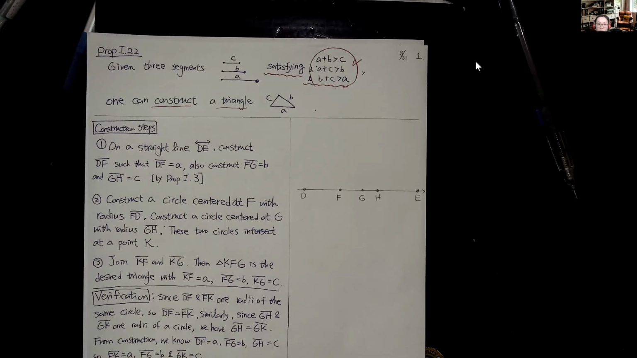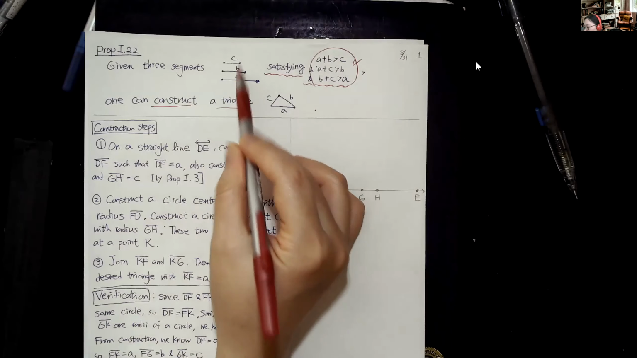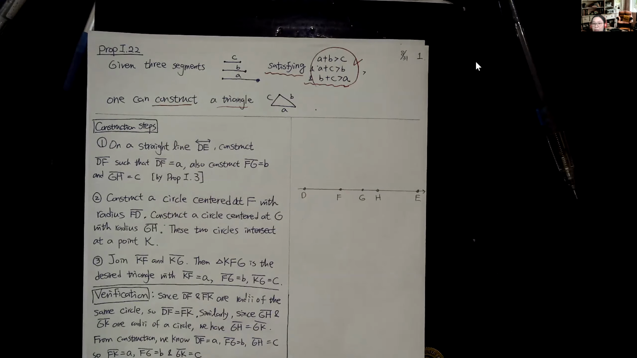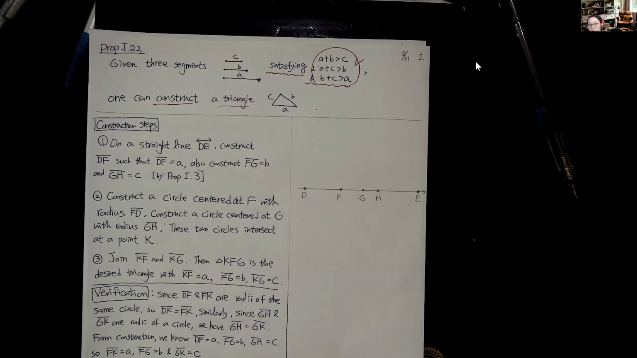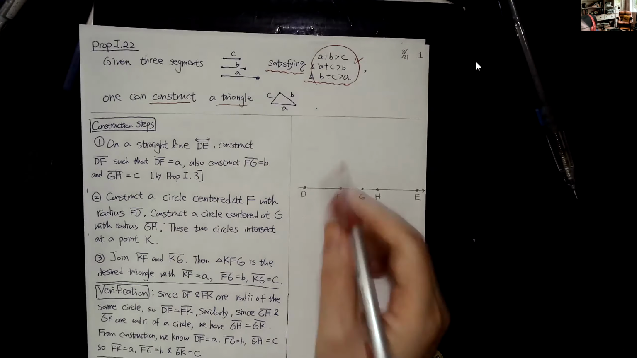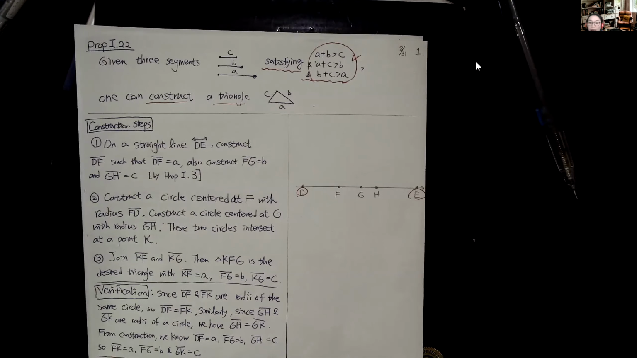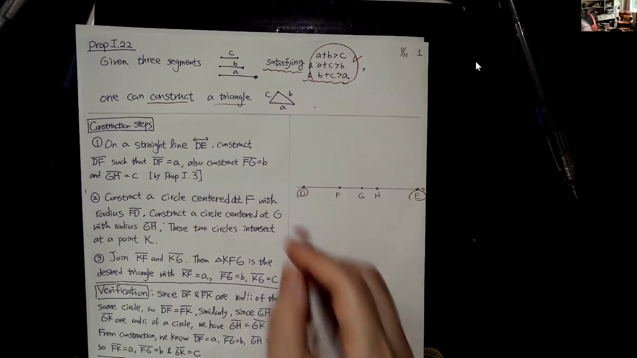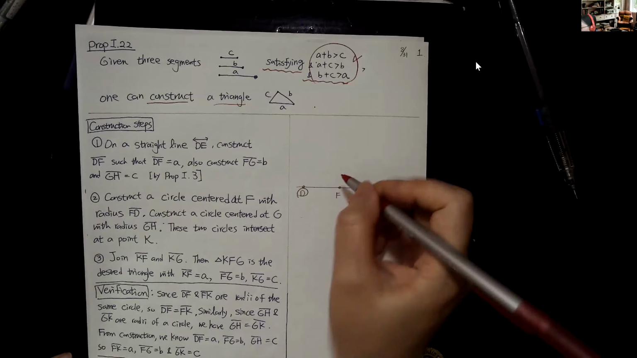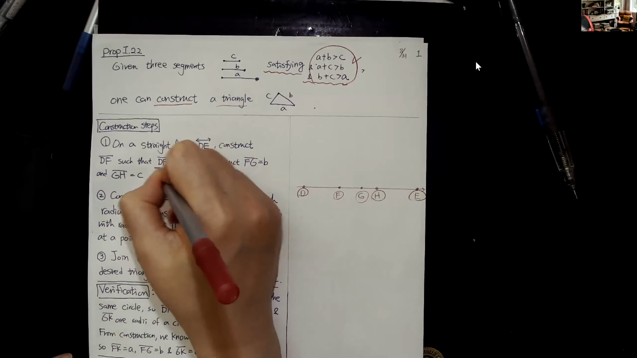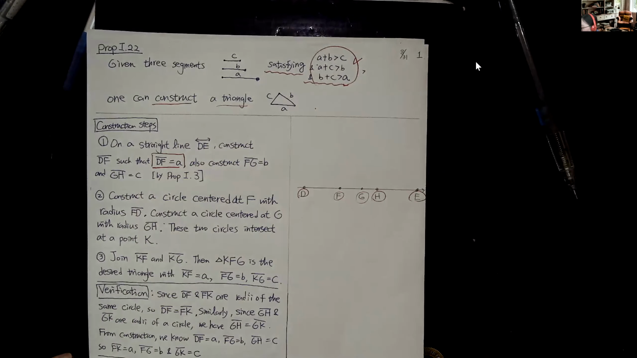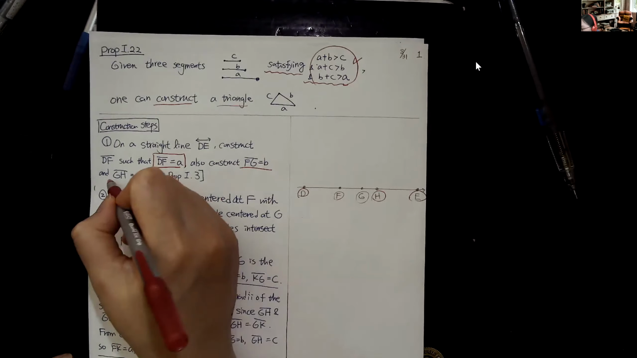Okay, so first of all, how am I going to construct this? Let's say I was given three segments A, B, and C. You can call any of them A, B, and C; it doesn't matter which one is A or B. Then the first thing you need to do is draw a straight line, DE. On this straight line you pick out a few points F, G, and H, such that I want DF to be A, FG to be B, GH to be C.